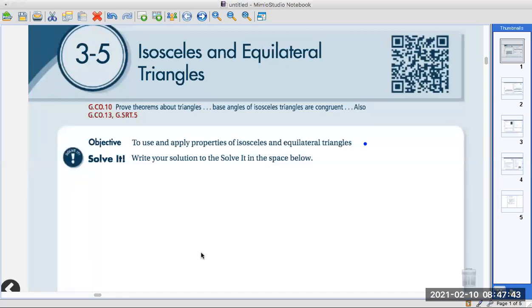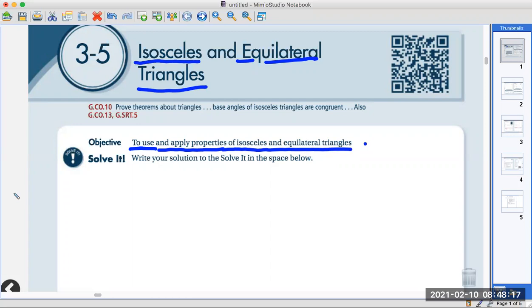Hello, everybody. Welcome to lesson 3.5 in our textbook, and it's on page 156. And this lesson is on isosceles and equilateral triangles. And what we're learning is how to use and apply properties or rules of isosceles and equilateral triangles. So first of all, what is an isosceles triangle?